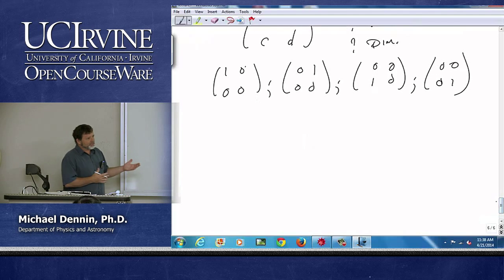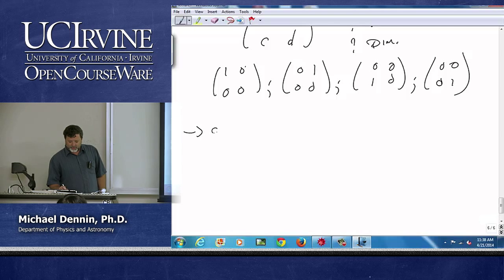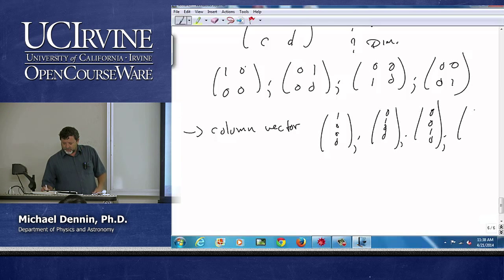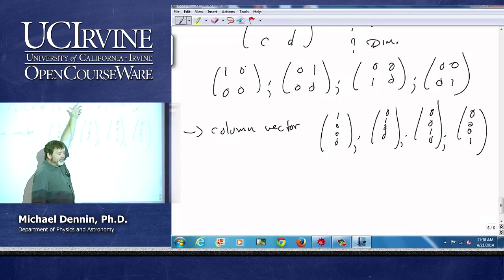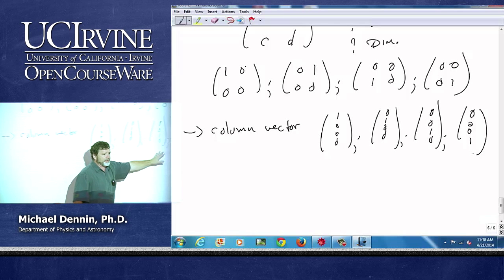Well, what dimension is this? 4. So if I was going to make them as column vectors, what column vectors would I use? I would do this. Remember, these are not a representation of the vector. These are the vectors themselves. These are the abstract objects. The column vectors are the representation.